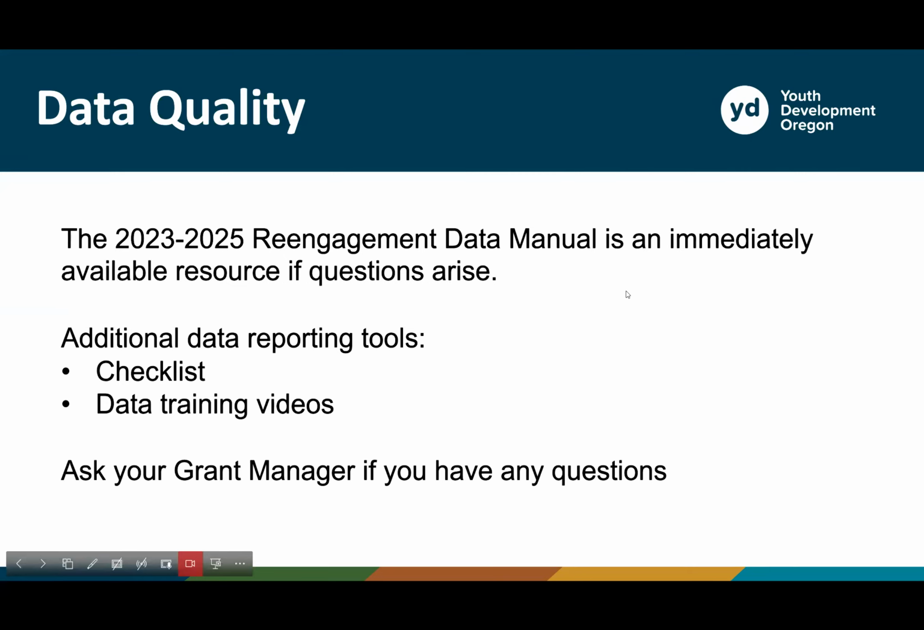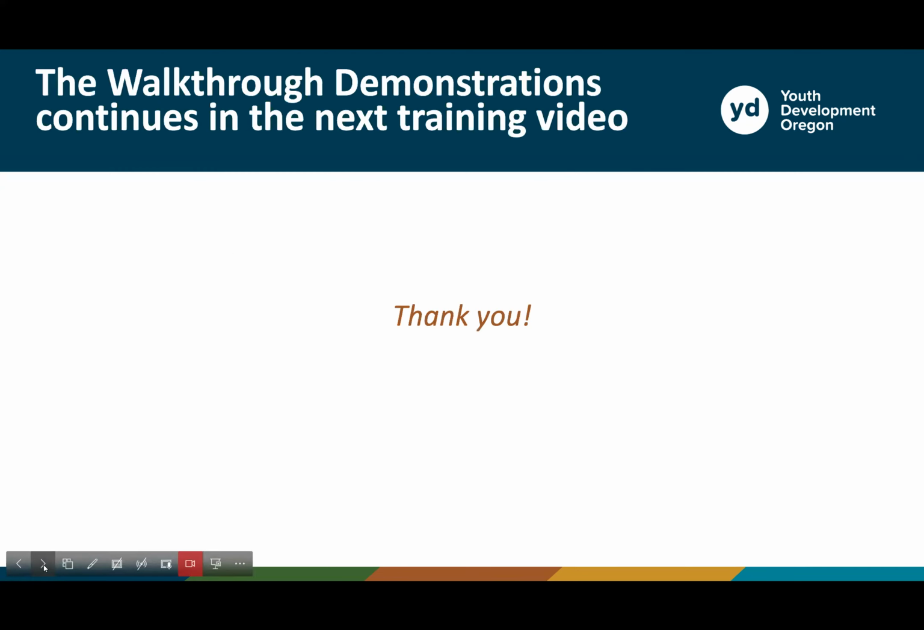So in terms of data quality, the 23-25 Reengagement Data Manual is an immediately available resource if any questions on how to report arise. Additional data reporting tools are these training videos that we're producing and putting on the Reengagement Technical Assistance website, as well as checklists that your grant managers are providing. And we're also putting those in SurveyMonkey Apply reporting portal in the housekeeping section. So be sure to reach out to your grant manager if you have any questions about the data report.